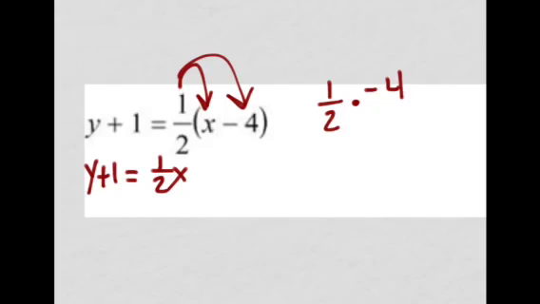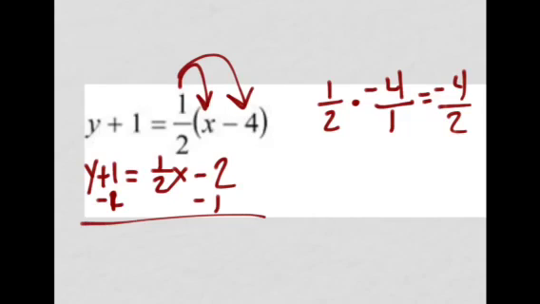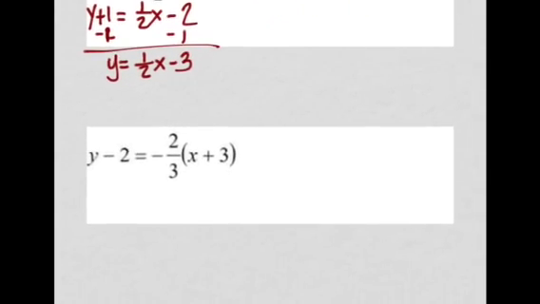what is negative 4 written as a fraction? Any number as a fraction is a number over 1. So I multiply across. 1 times negative 4 is negative 4. 2 times 1 is 2. Negative 4 divided by 2 is a negative 2. So then I got to subtract 1 from both sides. And I end up with y equals 1/2 x minus 3. Easy peasy. Do not make them more difficult than they are.